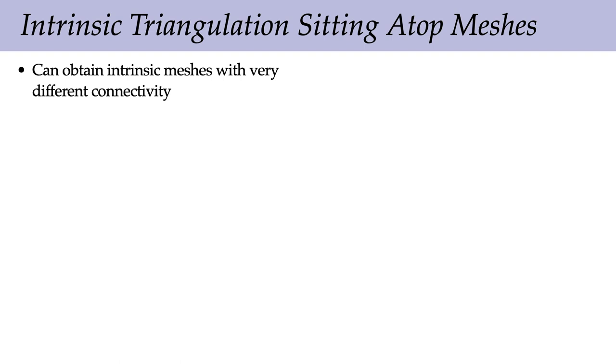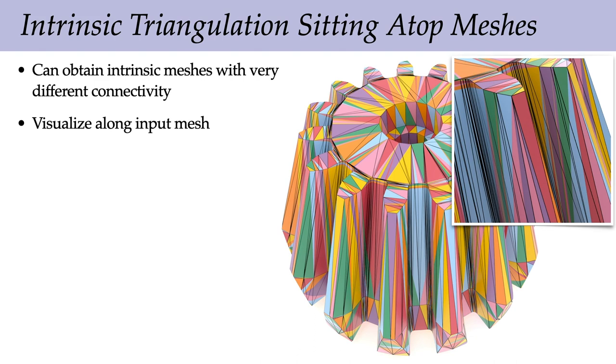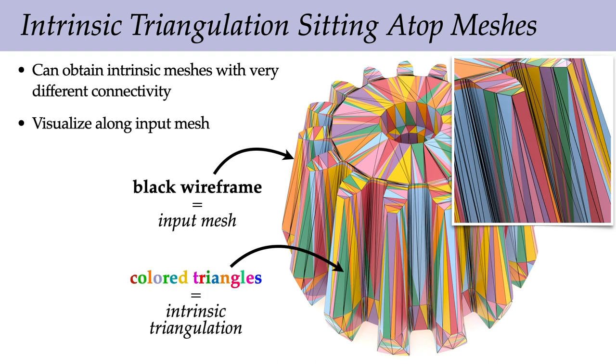We will visualize these intrinsic meshes by drawing them along the surface of the input. We draw the edges of the original mesh as a black wireframe, and we draw the faces of the intrinsic mesh as colorful triangles. Note that the intrinsic triangles may bend across the edges of the original mesh.